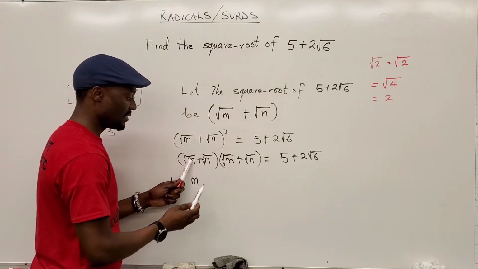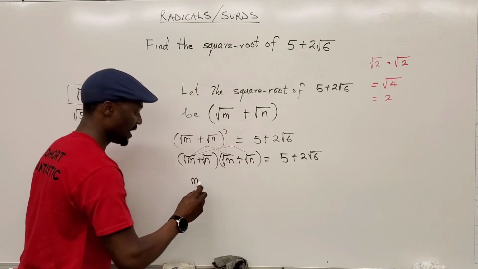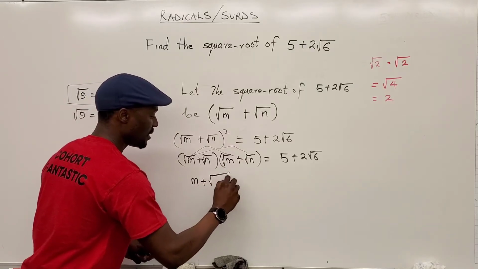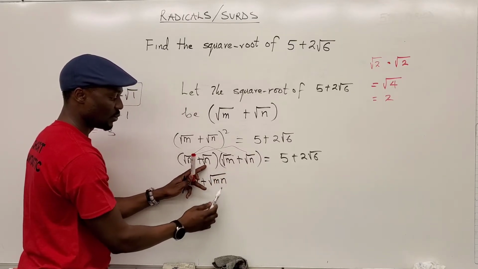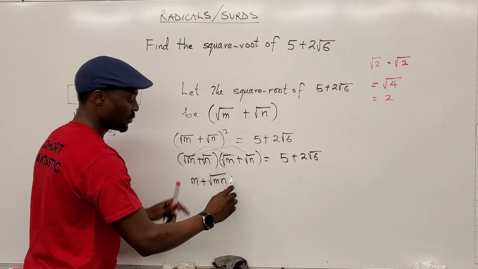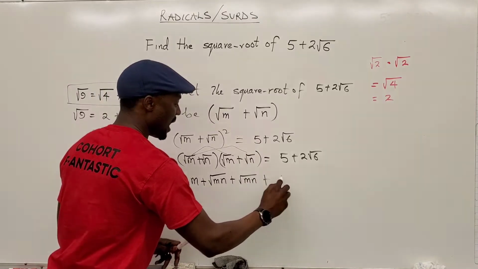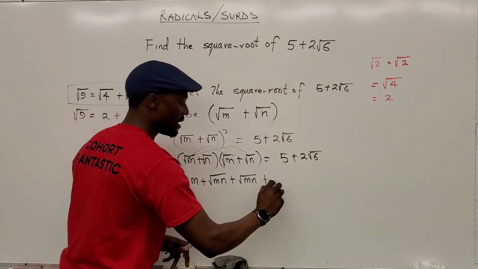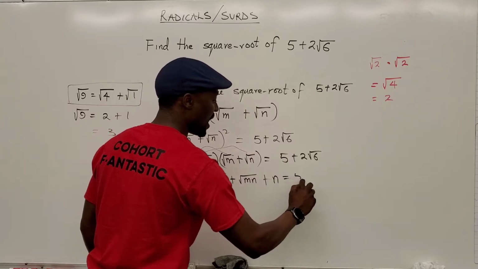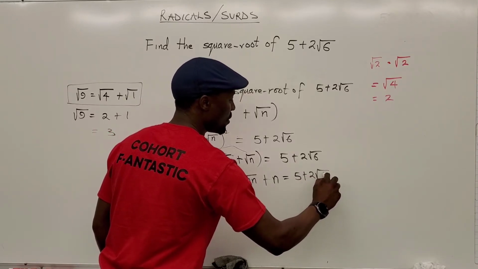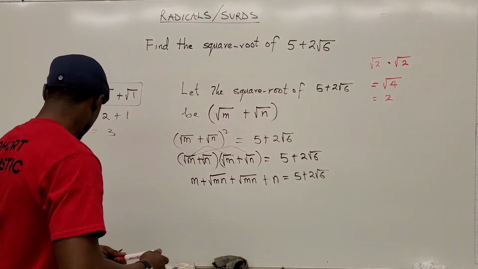Then you multiply this by this, so it goes this way, and you're going to get plus the square root of MN, which is this multiplied by this. Then you move to this one, the square root of this and this will be equal to plus the square root of MN. And then when you multiply N by N, you're going to get plus N, just like we did for the first one. And that is still equal to 5 plus 2 square root of 6. Okay? So that's what we have.